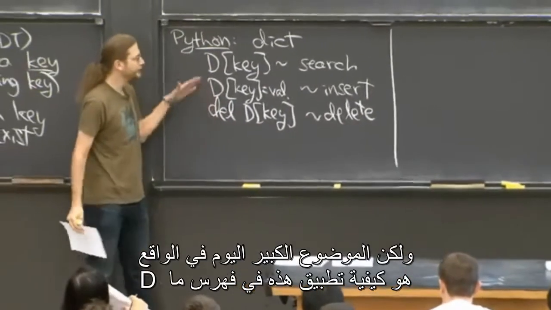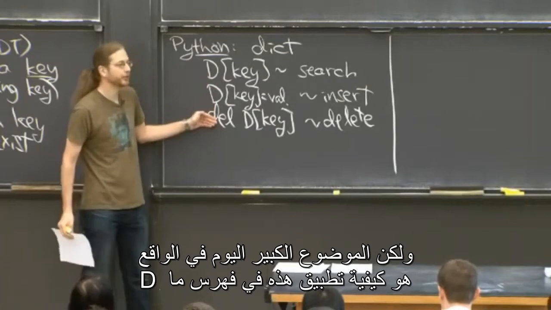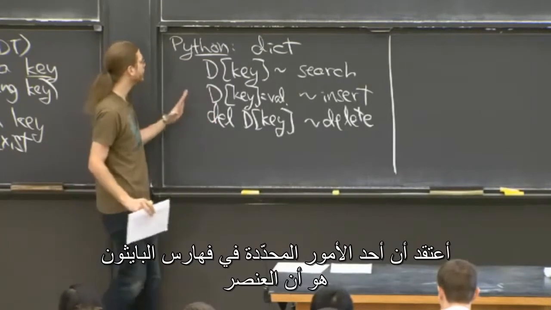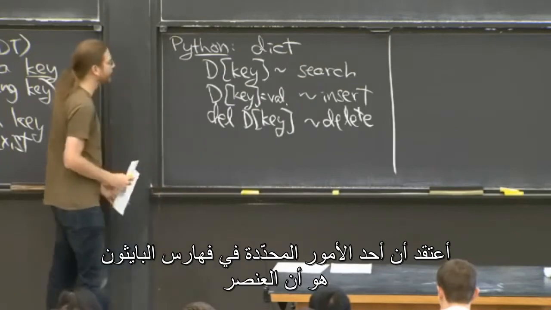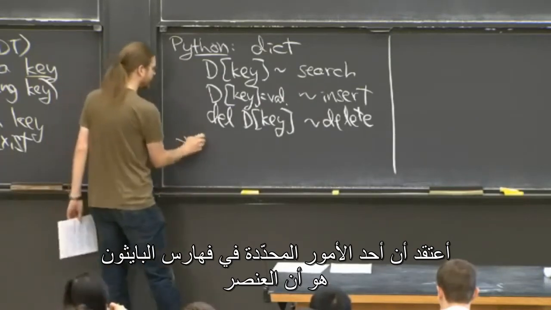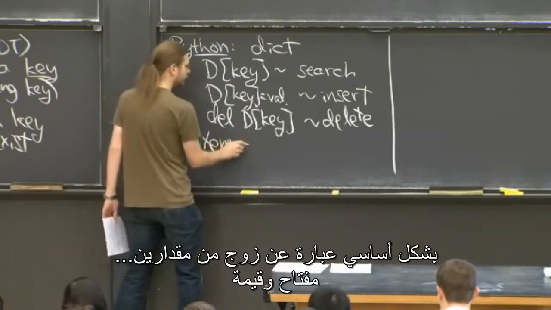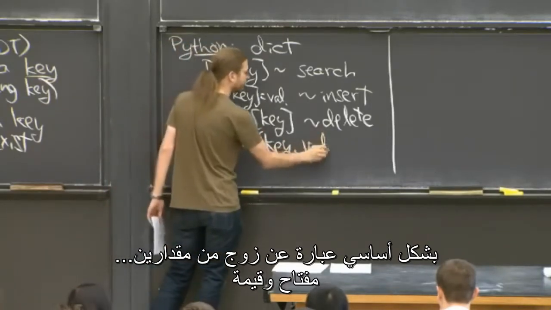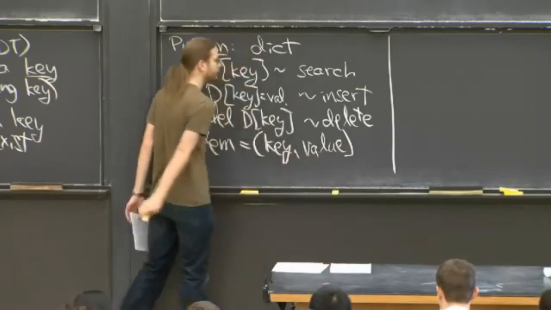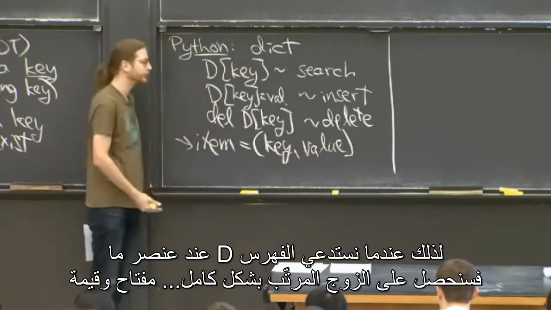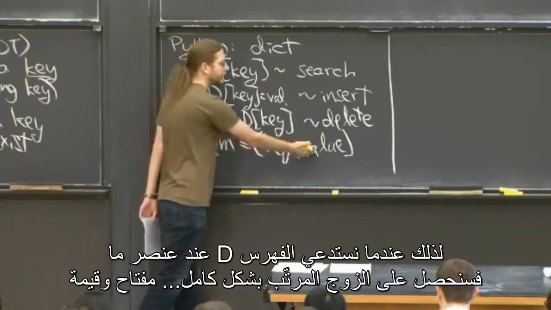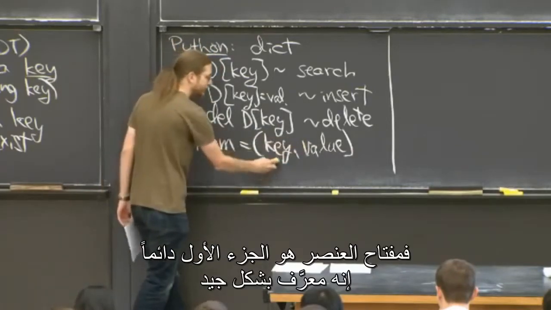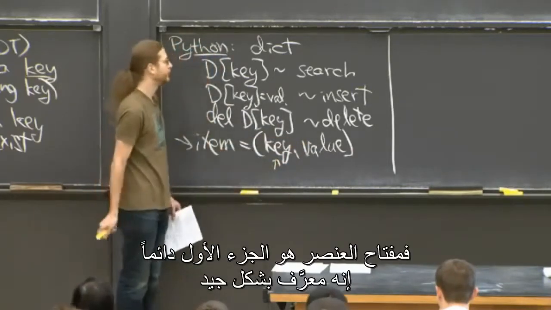But the big topic today is how do you actually implement these operations for a dictionary D? I guess the one specific thing about Python dictionaries is that an item is basically a pair of two things, a key and a value. And so in particular, when you call d.items, you get a whole bunch of ordered pairs, key and a value. And so the key of an item is always this first part. So it's well defined.